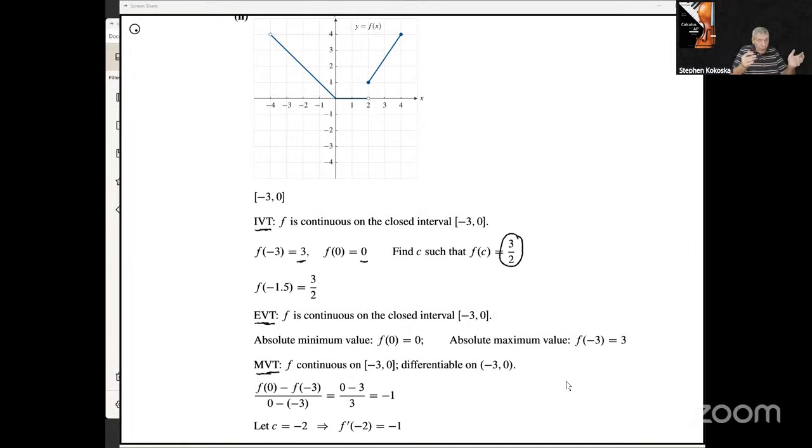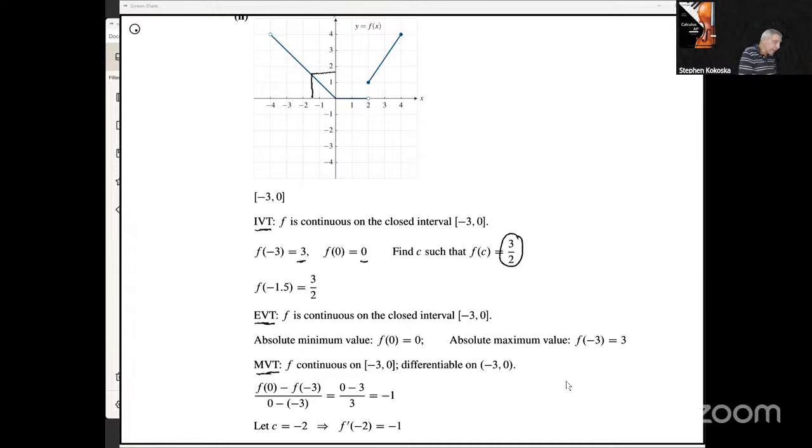Now, I don't have a symbolic or an analytic expression for f. So the way that I attacked this was by simply looking at the graph. And I realized, well, let's see, where's 3/2? It's about here. Yep, and in fact, if I evaluate the function at -1.5, I get 3/2. I feel pretty good about that one.